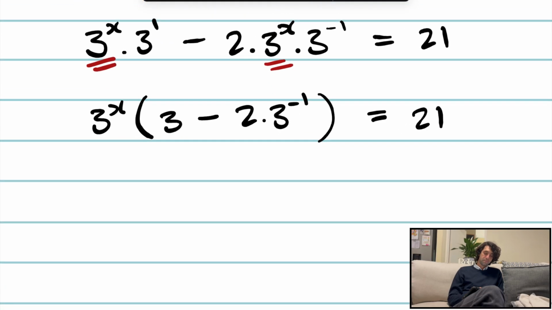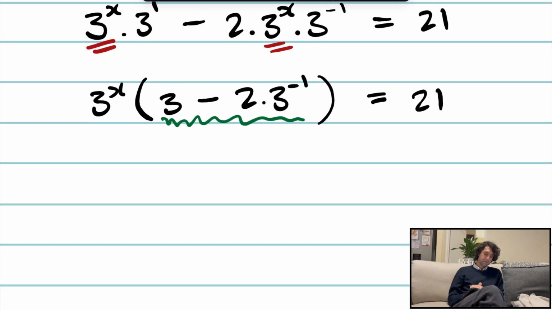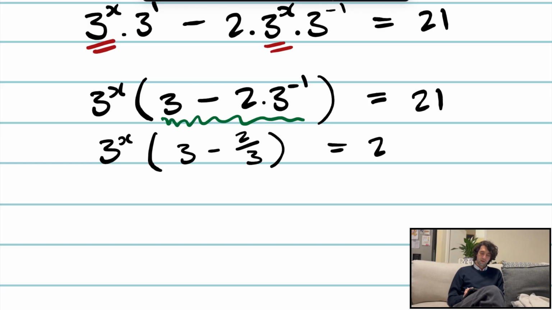Now we need to start simplifying. Again, what you can do is use your calculator over here. If you use your calculator to calculate this and you get a decimal number, just press the SD button and it should flip it back into a fraction. But we're going to try and work this out without a calculator quickly. So this is 3 minus 2 over 3 equals 21.